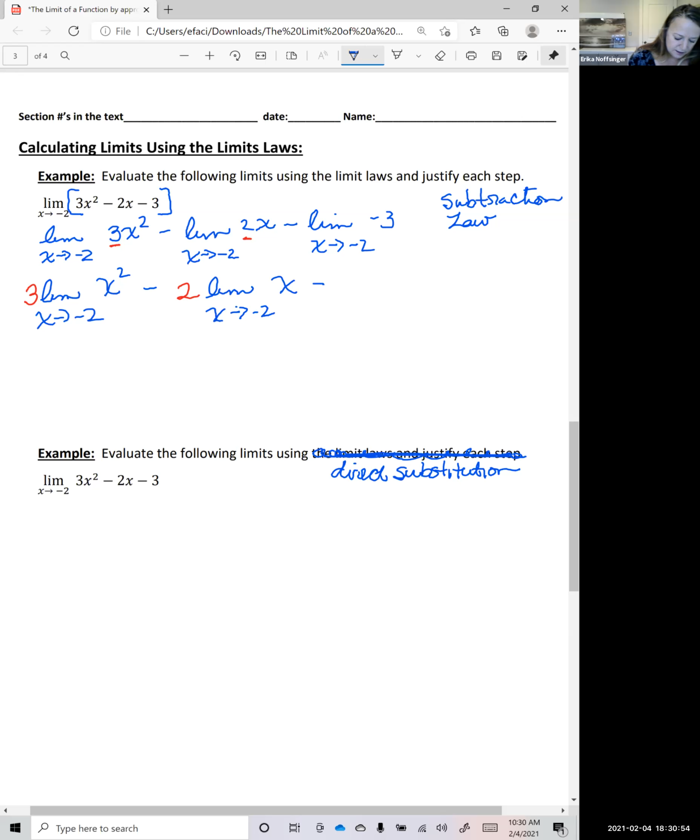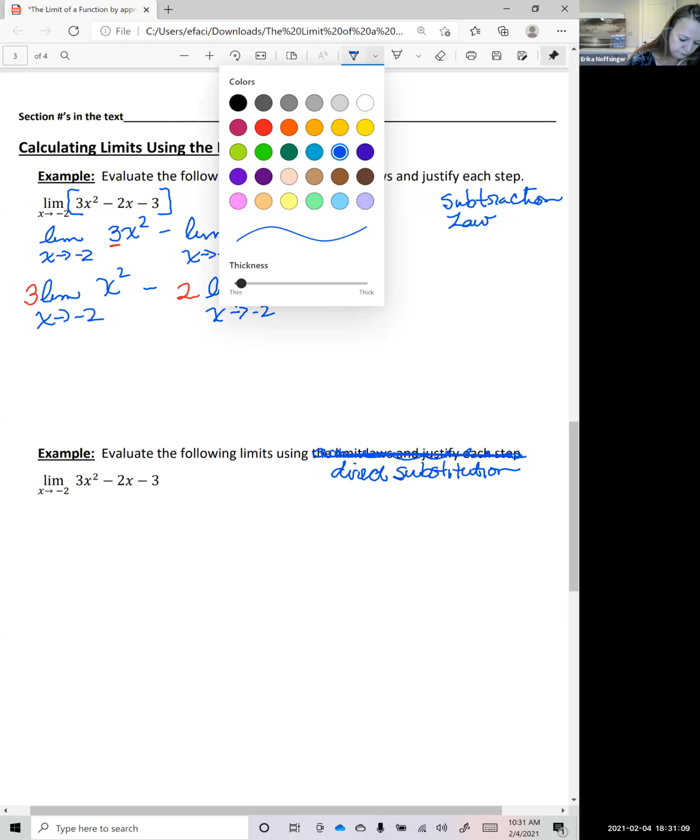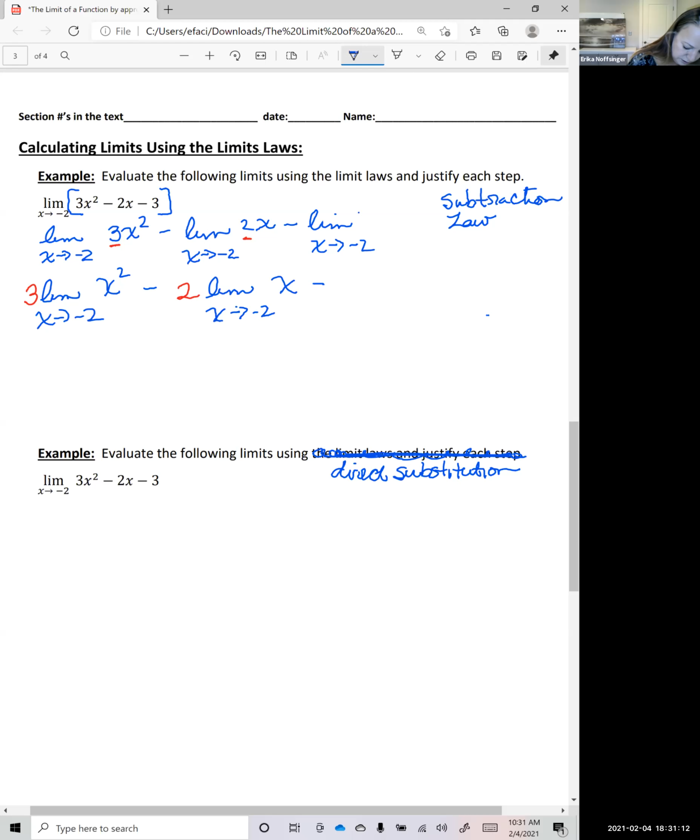Minus, and I shouldn't have had this -3 here, right? Because I had the minus out here. I just realized I made a mistake there. So that should be a +3. Okay, so minus the limit as x is approaching -2 of +3. So this was the coefficient rule, or I think I called it constant.